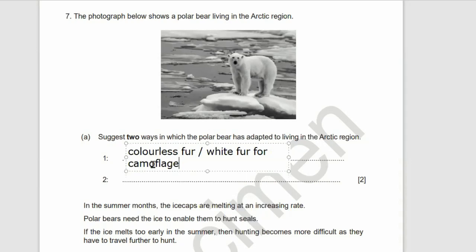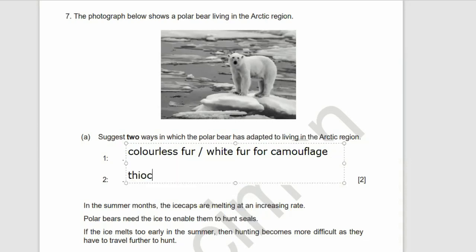camouflage. Okay, so white fur for camouflage, colorless fur actually allows more sunlight to go through. I didn't really need to put colorless there, but we could, sticking on the fur theme, we could say thick fur. So don't just say it has fur, because all mammals have fur. The polar bear has thicker fur than other mammals. So thick fur, it's got a thick fat layer called blubber. And the thick fur and the thick fat layer helps insulate. So that's the explanation as to why it helps.